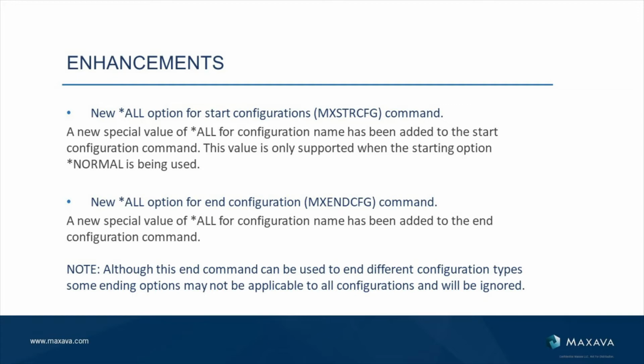Also, a new *all option for the MX end config command has been added. The new specifier value *all for configuration names on the end request will shut down all configurations. Just note, when using the end command with *all config, because certain configs are different types, not all the ending values will be supported across all configurations. If it's not supported, then the ignore will be used, but the config will still be ended.